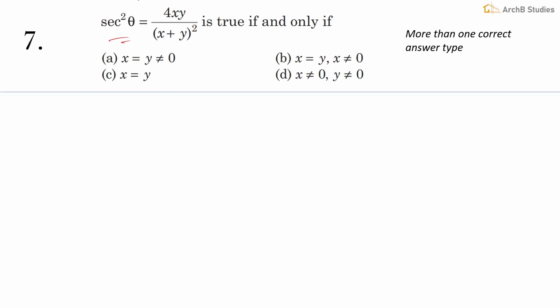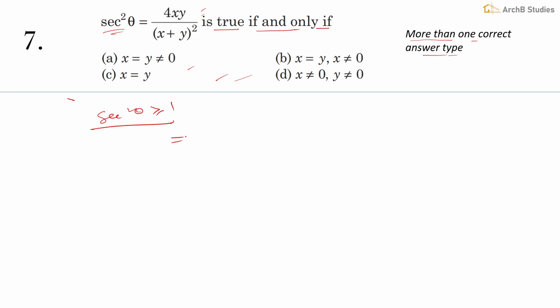Seventh question: sec square theta equal to 4xy upon x plus y whole square is true if and only if. So we have to find which one is correct. It is also a more than one correct answer type. So first let's simplify this thing. So we know that sec square theta is greater than or equal to 1.